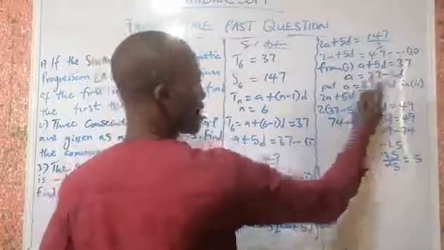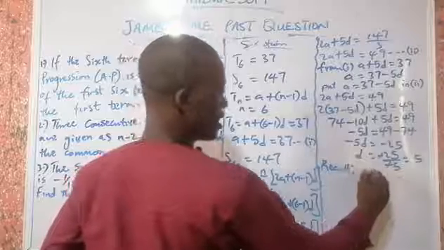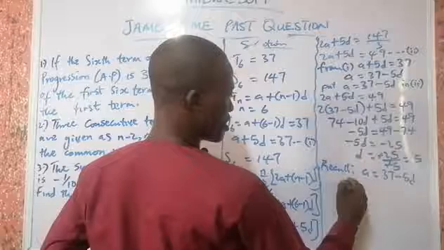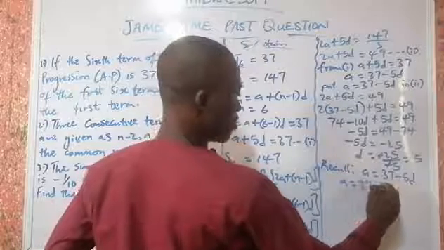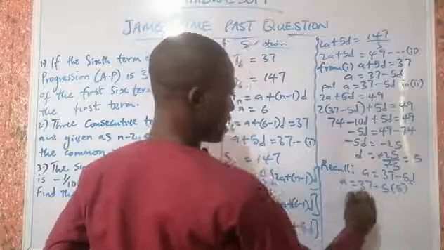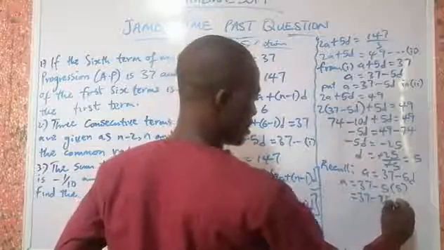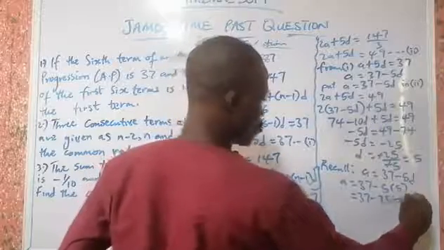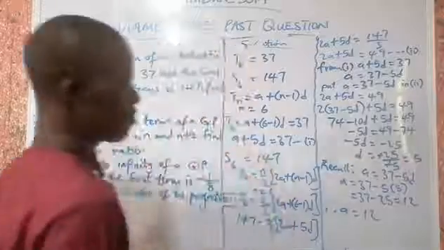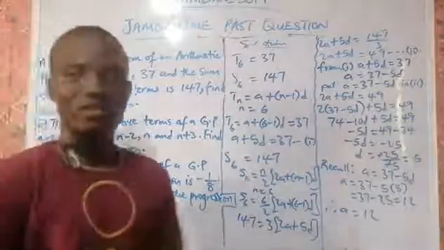Recall that my first term, a, equals 37 minus 5d. So a equals 37 minus 5 times 5, that's 37 minus 25, which gives me 12. Therefore, my first term, a, is 12. So that's the solution for number one.